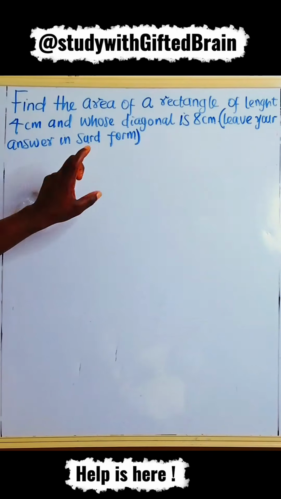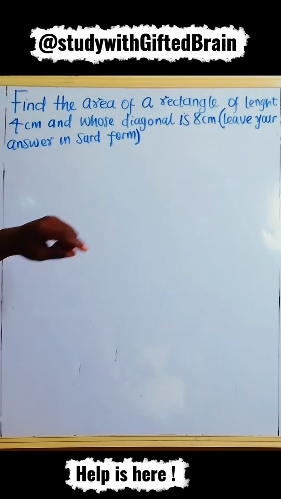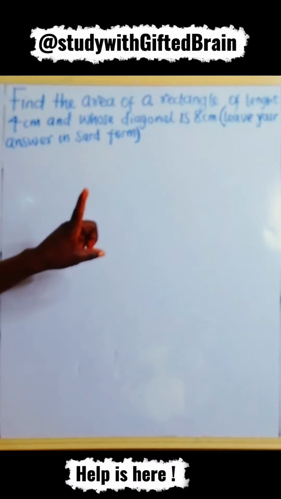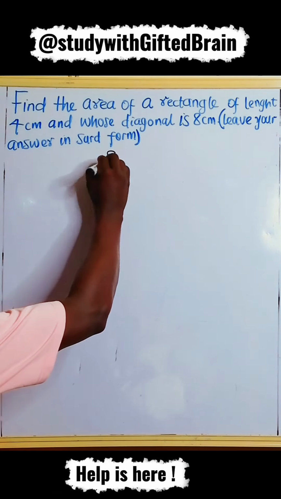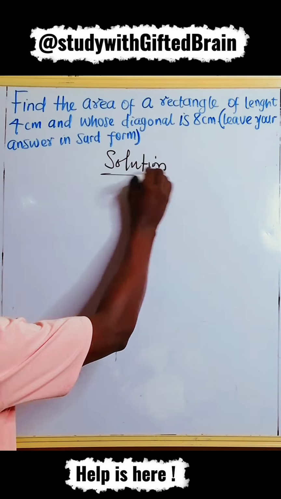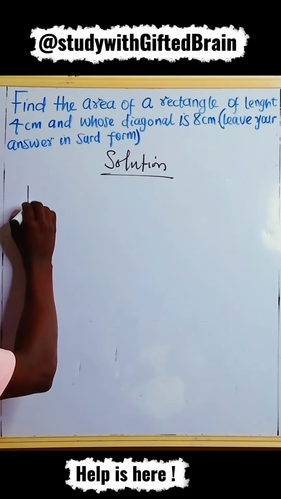Alright, this question asks us to find the area of a rectangle of length 4 cm and whose diagonal is 8 cm. Now, there's an instruction in the question. We are asked to leave our answer in surd form. Solving this particular question, first of all, we have to draw a rectangle.